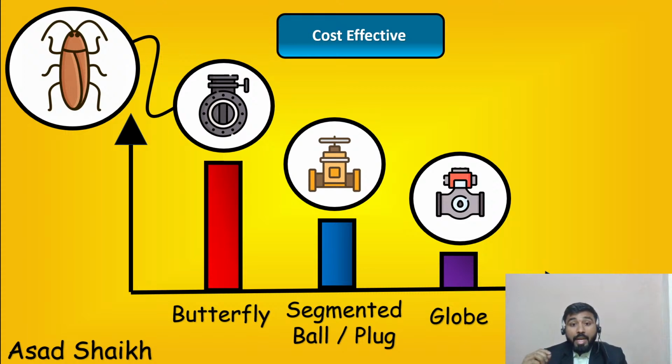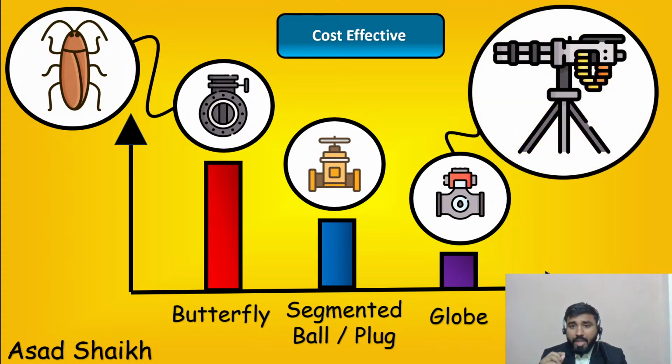Before that, for our understanding, you can imagine the butterfly valve kind of like the cockroach. Wherever the application is simple, as an engineer, your first chance is to see whether you can have a butterfly valve implemented there. If that doesn't work out, then you look at whether a segmented plug can work or a globe can work.